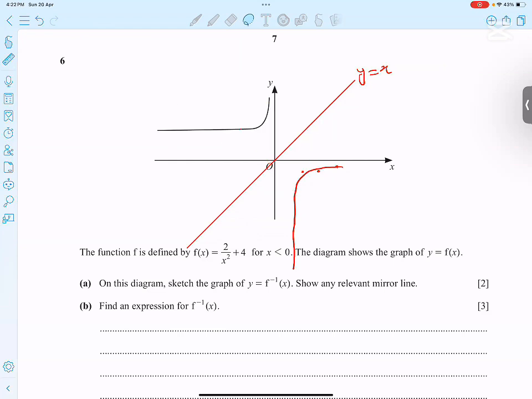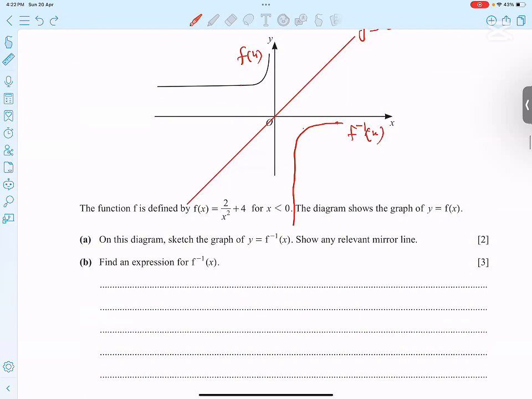So I hope you understood now why I have made this line. Okay. So there's a reason, you can say this is a reflection. This is called f of x. And this is called f inverse of x. And basically they are reflections of each other. Okay, this is done. Show any relevant mirror line. So this is the mirror line he talked about.